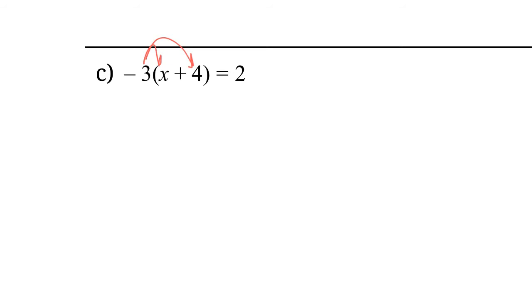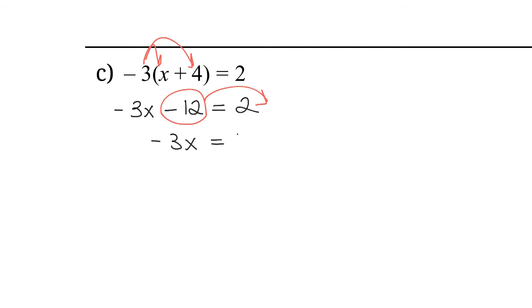Okay, so if I were to distribute, that would leave me with negative 3x minus 12 equals 2. I'm then going to go ahead and collect like terms. So I'm going to bring negative 12 over. That's going to leave me with negative 3x equals 2 plus 12.